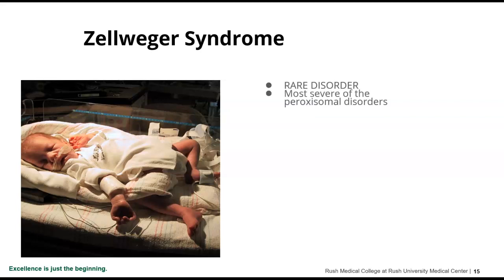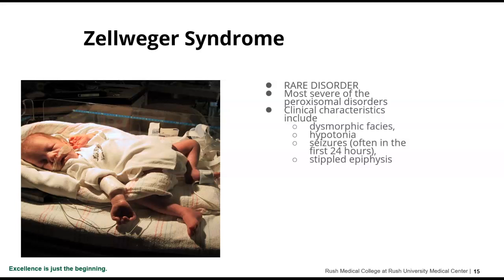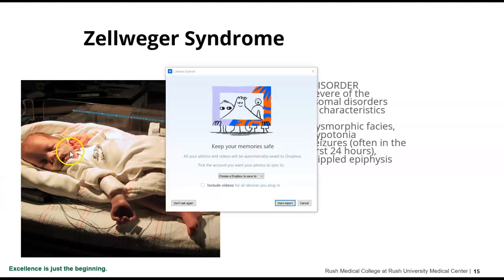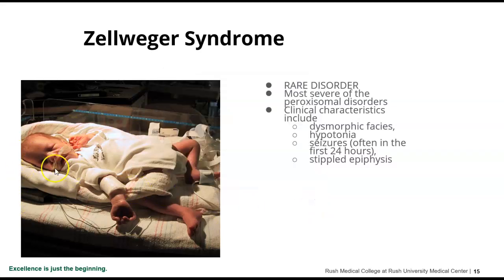Fortunately, it's very rare. Clinical features include dysmorphic facial features. And I just want to point this out. This face is really long. The fontanelle actually opened to almost the bridge of the nose here. And you can just see the way this baby is lying there, that they have very low muscle tone. One of the things is seizures in the first 24 hours of life. X-rays can show stippled epiphyses. Death usually occurs by 6 to 12 months.